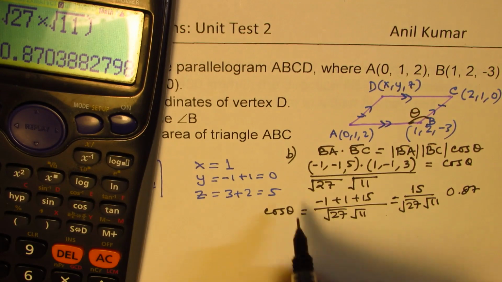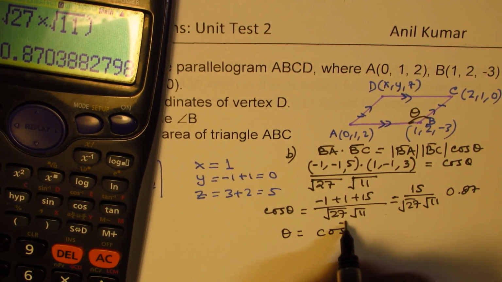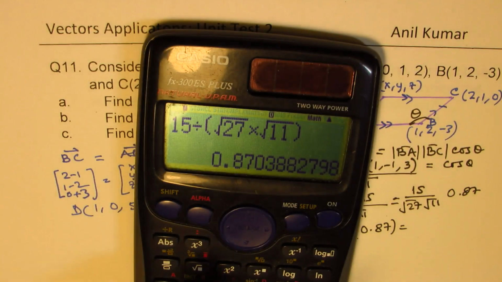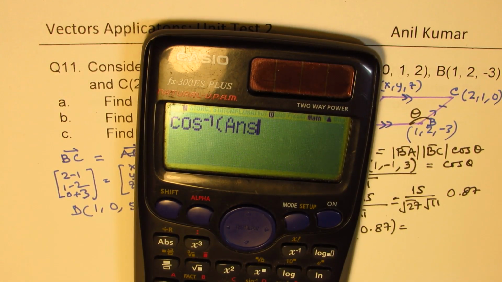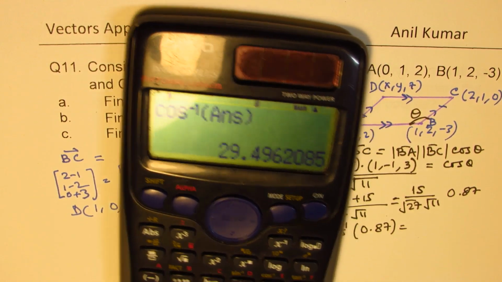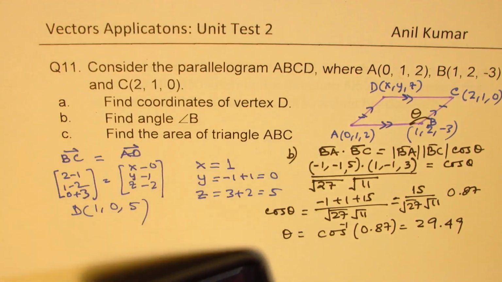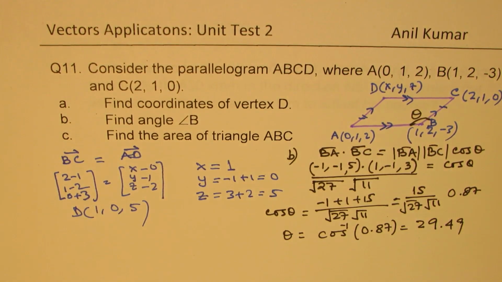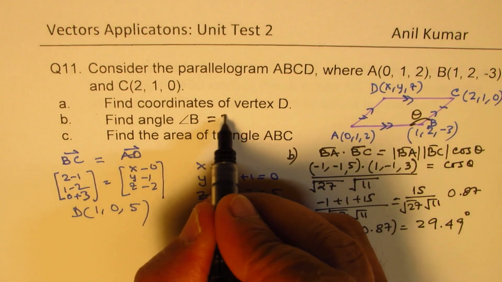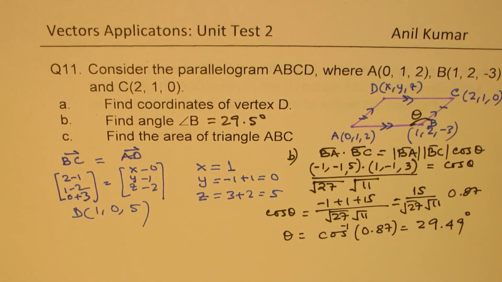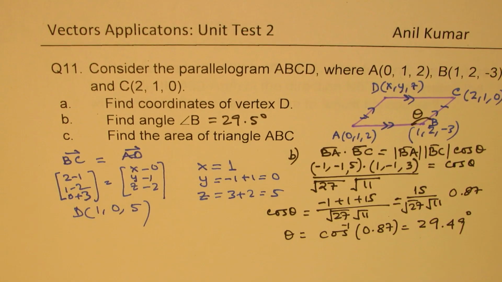We got some number, which is 0.87. So theta is cos inverse of 0.87. Shift cos inverse of our answer is equal to 29.49. So we get 29.49 degrees, or you can say 29.5 degrees, as angle B. Correct? Now let us find the area of the triangle ABC.